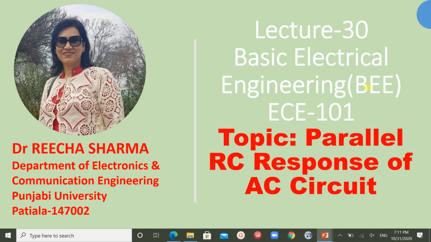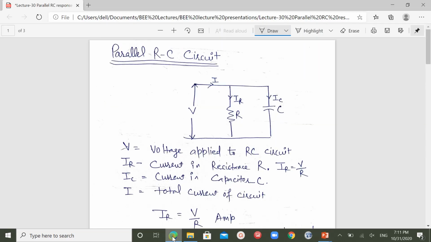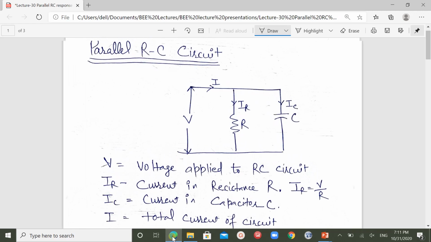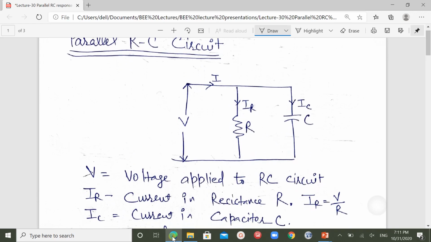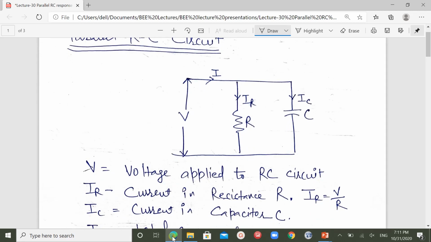The topic of today's video is parallel RC response of AC circuits. As in the previous video, we discussed parallel RL circuits. Now in this video, we will discuss the parallel RC circuit. The figure shows the parallel diagram of the RC network in which V is the applied voltage, I is the total current, IR is the current flowing in the resistance, and IC is the current flowing in the capacitor C. So these terms are written here.